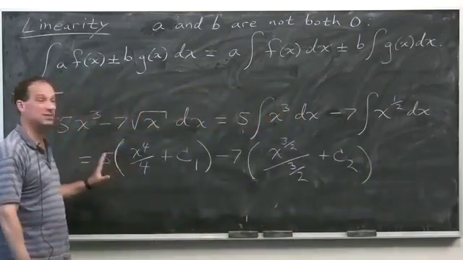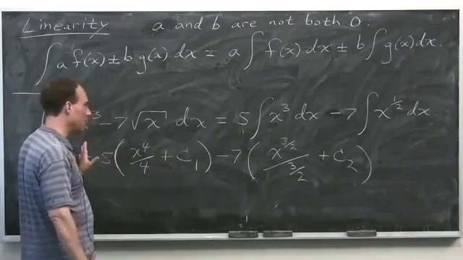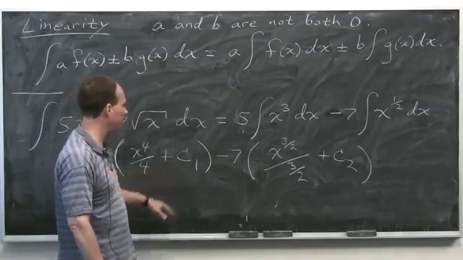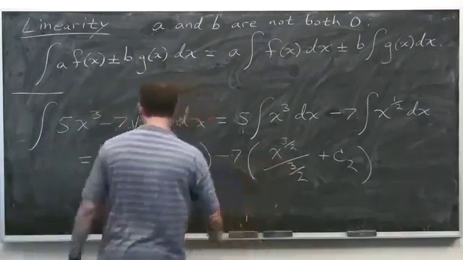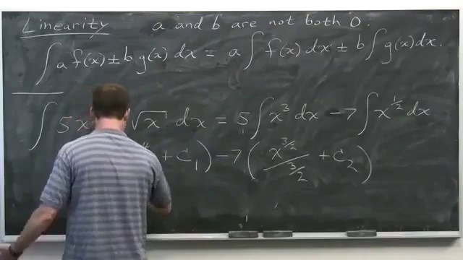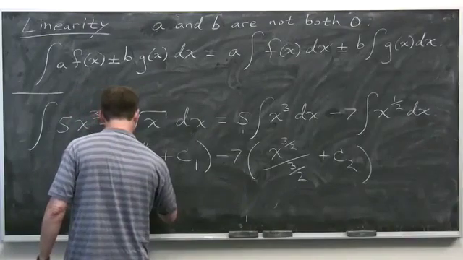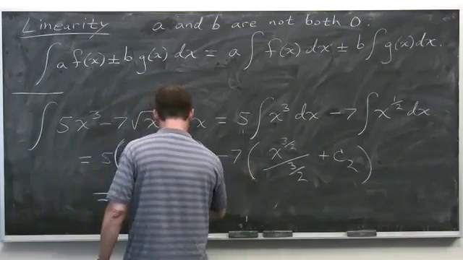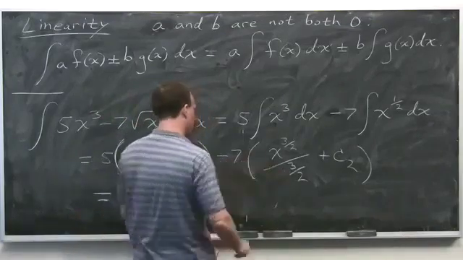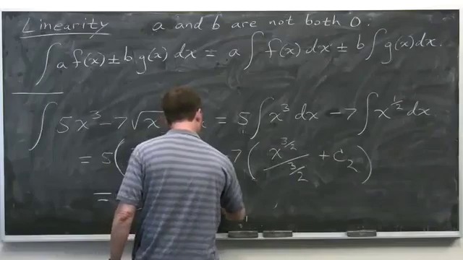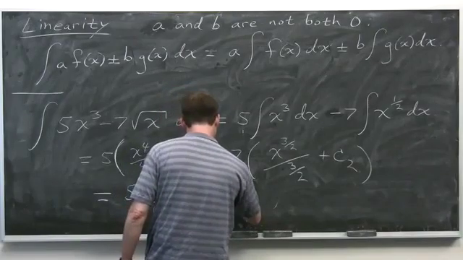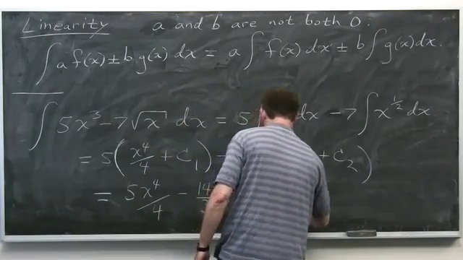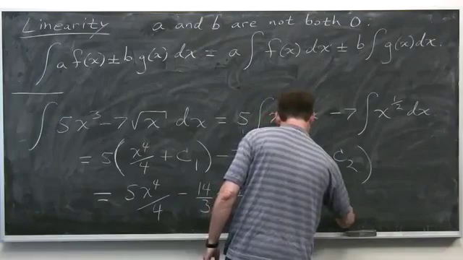So this answer is correct. But most people don't bother writing it this way because if you multiply the 5 times c1 and the minus 7 times c2, and times the other parts that you're supposed to, you get 5x to the 4th over 4. I'm going to write the constants last. If you invert this and multiply, you get minus 14 thirds x to the 3/2. And then for the constant, you get plus 5c1 minus 7c2.